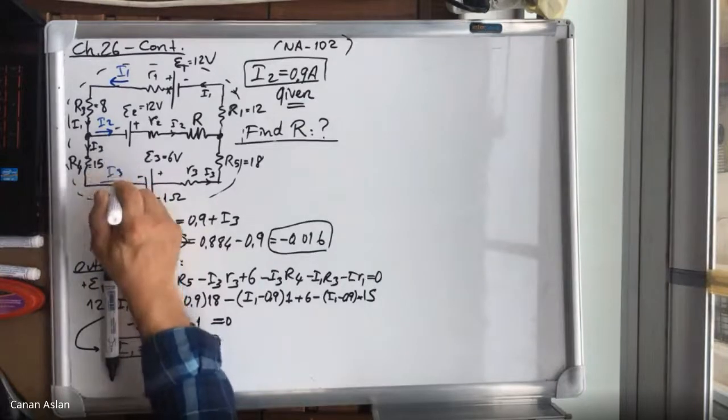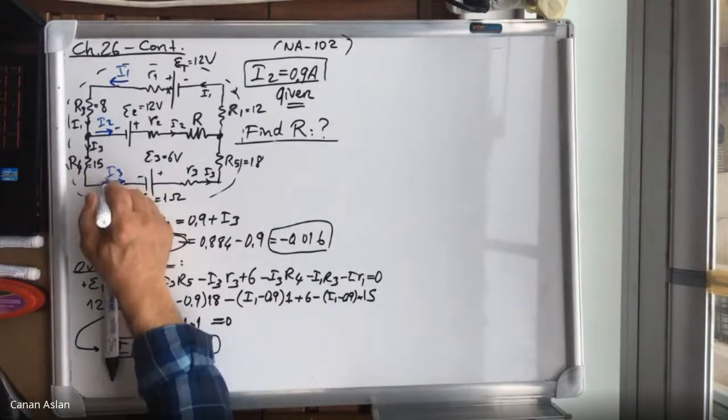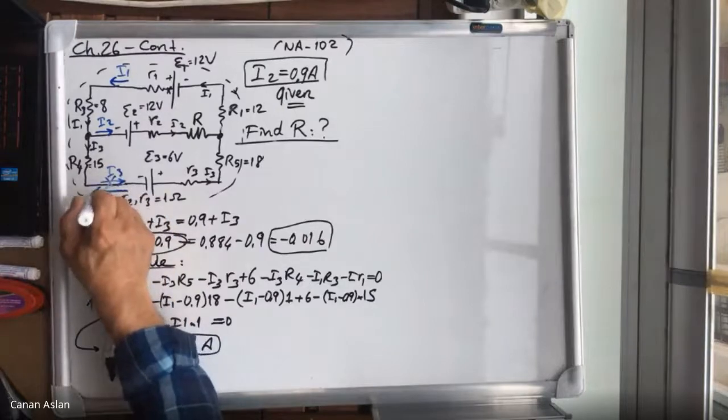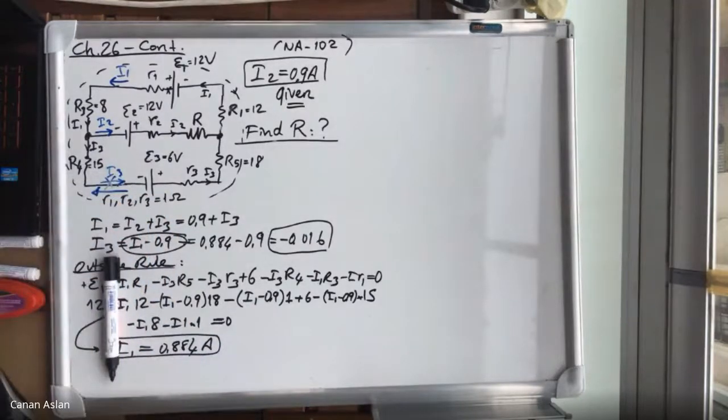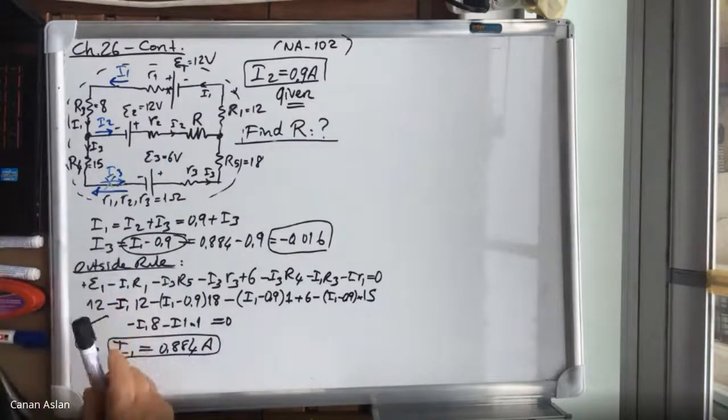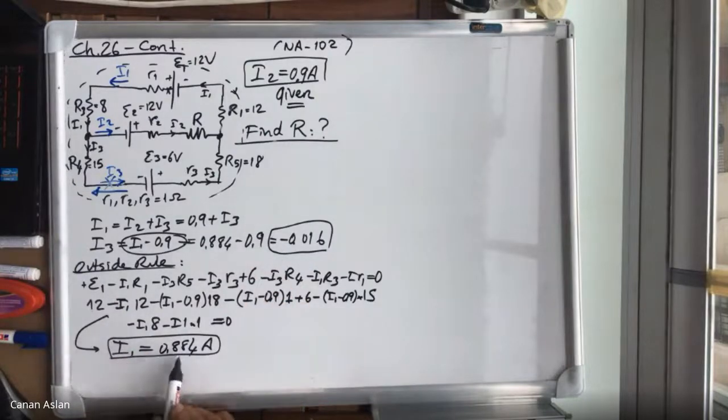So I3 should be in this direction. So this direction is wrong, but it must be in this direction. But the value is the same, of course. The value doesn't change, but the direction changes. But the rest are all positive, so we don't have any other difficulties with this.